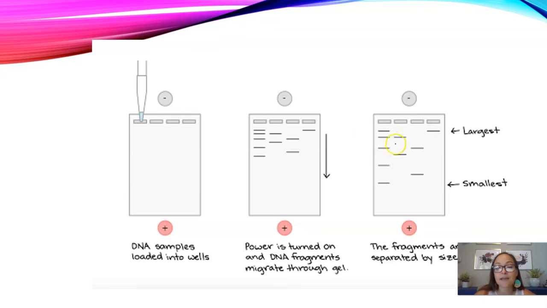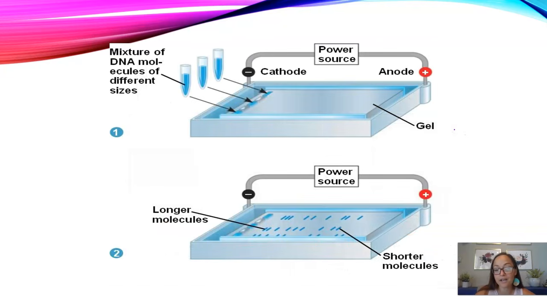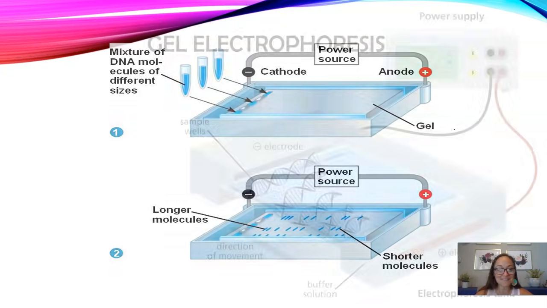So when you see a banding pattern like this, this would be your smallest fragment, and then these would be your largest fragments. I also want to point out that gel electrophoresis can be used to compare samples. Maybe you're looking at a crime scene or a paternity test, or comparing fossil DNA to living species. So it can be used for comparison.